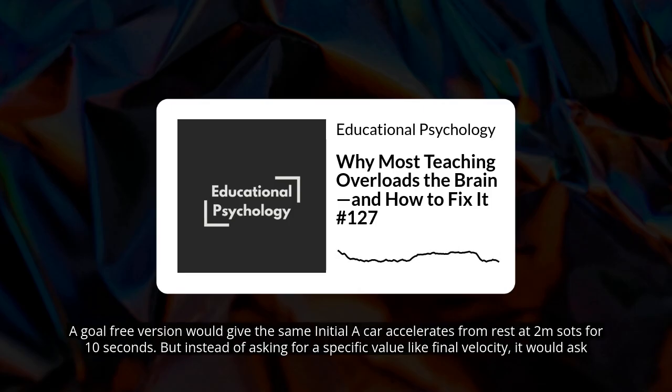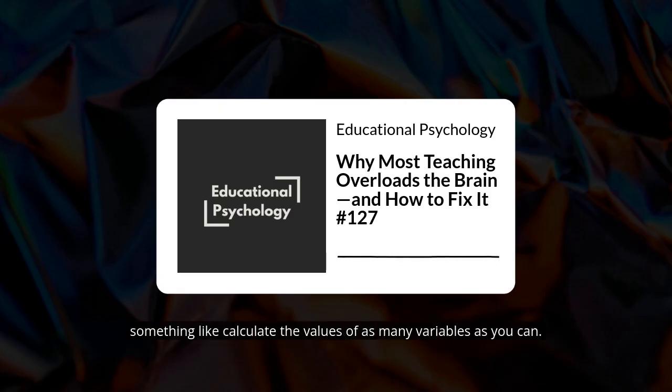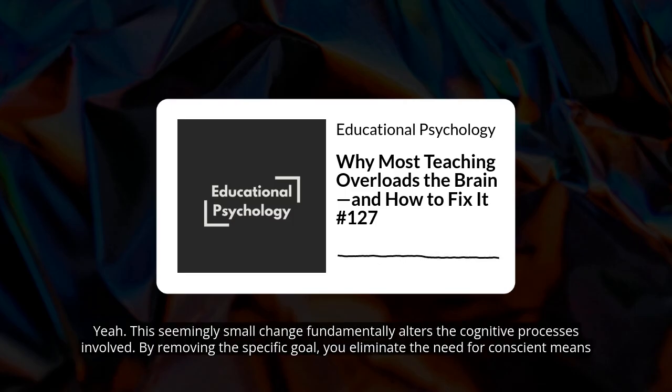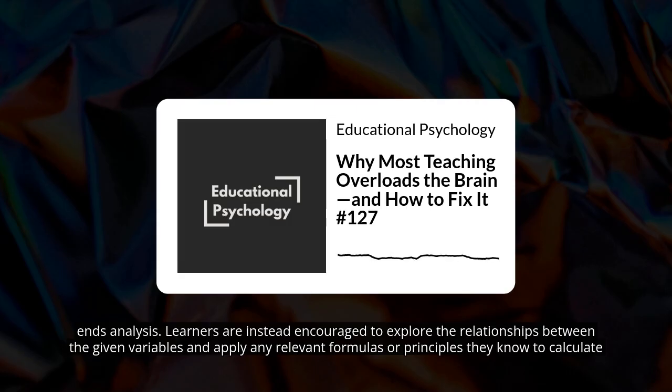A goal-free version would give the same initial info. A car accelerates from rest at 2 meters per second squared for 10 seconds. But instead of asking for a specific value like final velocity, it would ask something like, calculate the values of as many variables as you can. Interesting. Just find whatever you can. Yeah. This seemingly small change fundamentally alters the cognitive processes involved. By removing the specific goal, you eliminate the need for constant means-ends analysis.